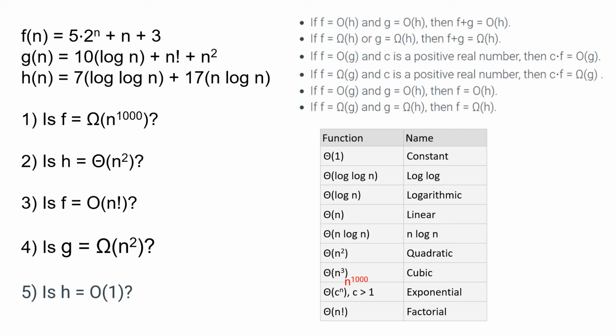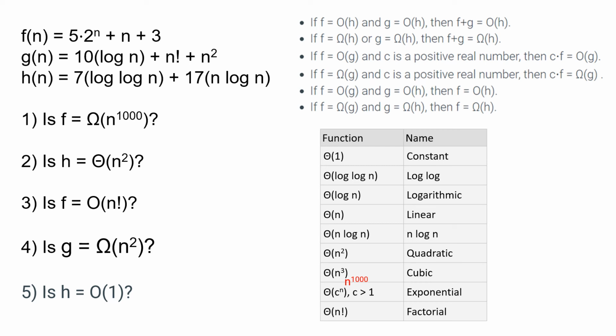So first of all, here we've got f. F is 5 times 2 to the n plus n plus 3. So the question is, is f omega of n to the 1000? Okay, so we've got to think about this. Now, if f was just one basic function, like just this first term, we could look at the chart and see, does that term grow quicker or less quick than n to the 1000, and then answer that.